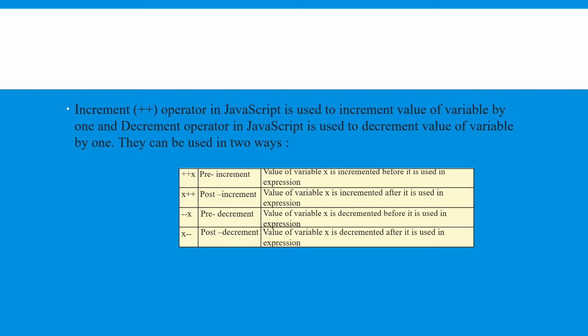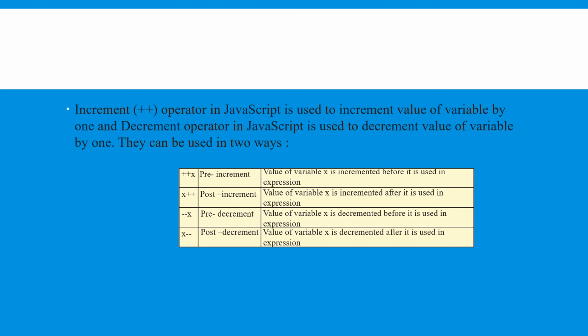Plus plus x, that is pre-increment: the value of variable x is incremented before it is used in the expression. That is, if we write plus plus 2, first the value is incremented by 1, that is 3, and then that value 3 is used in the expression. x plus plus, post-increment: the value of variable x is incremented after it is used in the expression. That is, first the value of variable x is 3, it is used first and then it is incremented, that is 4.